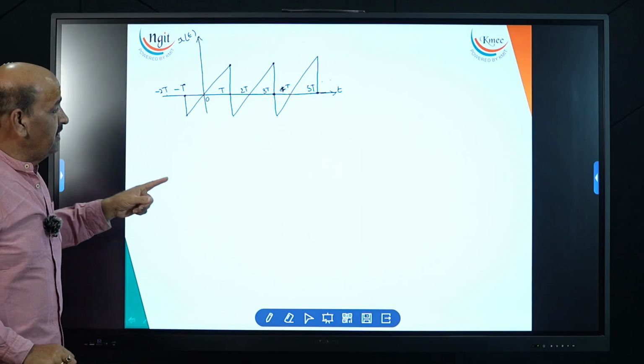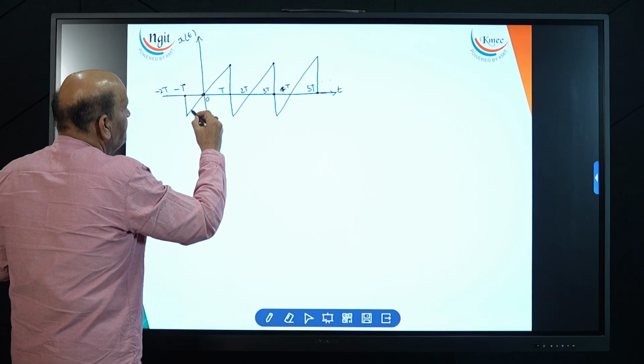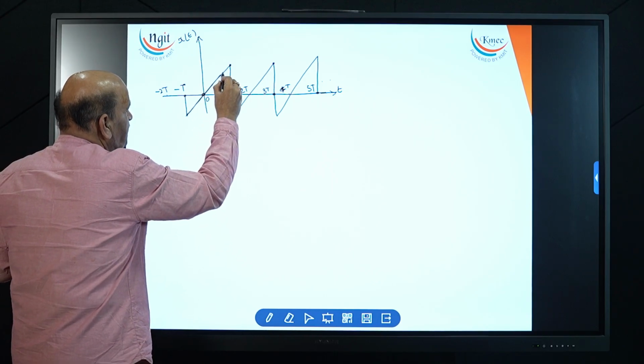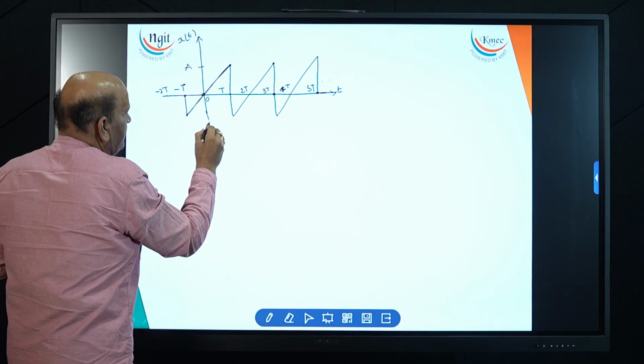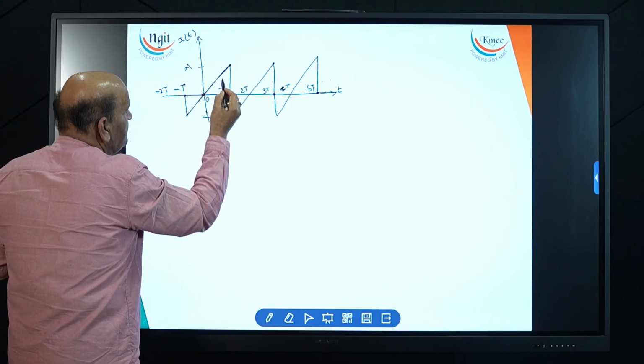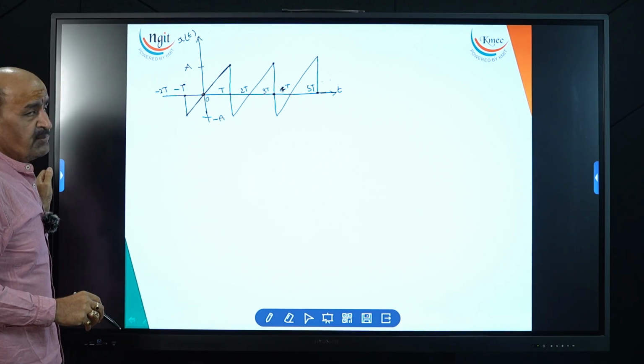It is periodic. Now here the signal is passing through the origin. In the previous case the amplitude was equal to A, here the amplitude is equal to minus A. This is the question given in university examinations. Now just look at how to make it.